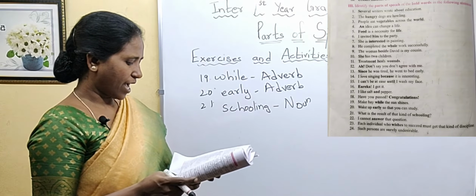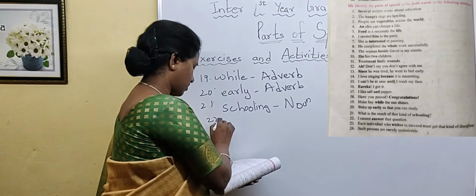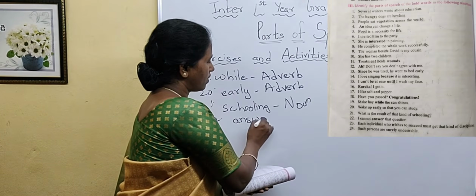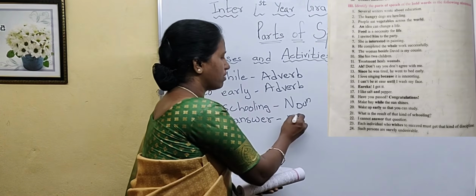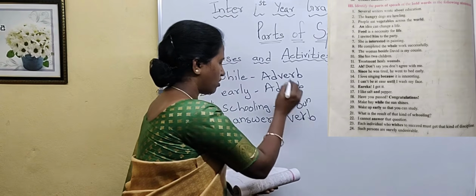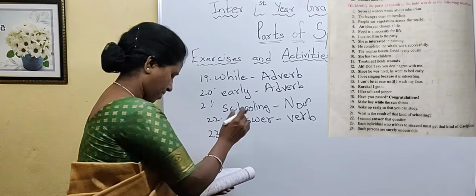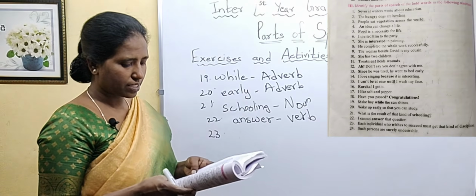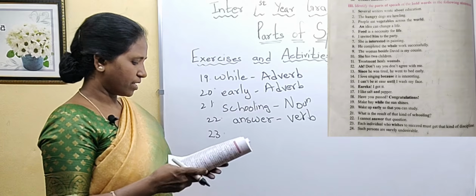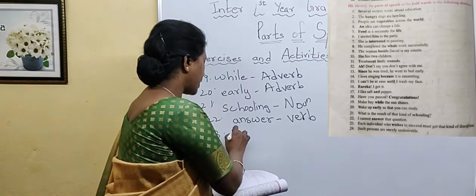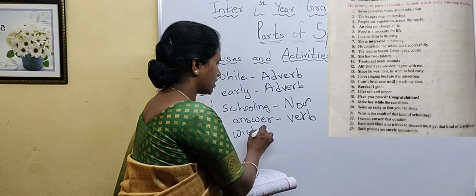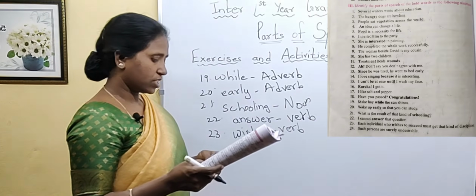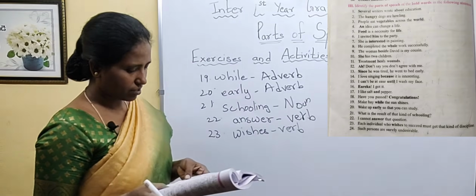Then 22nd, I cannot answer that question. Answer is a verb. Then each individual who wishes to succeed must get that kind of discipline. Whoever wishes, whoever has the wish. Wishes is a verb.